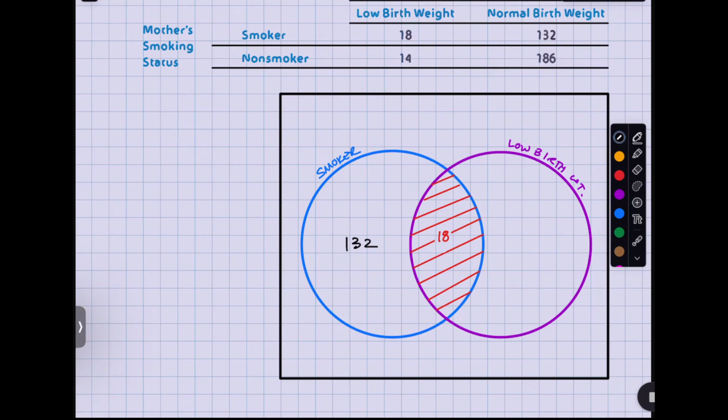So all of these can be intersections. So you can say smoker, low birth weight; smoker, normal birth weight; non-smoker, low birth weight; or non-smoker, normal birth weight. You can put either one of those here. Does that make sense? Because those are the numbers that are actually in common. Then these numbers change because of what you label these two circles. If I'm trying to convince mothers to stop smoking when they're pregnant, I probably want to show this.